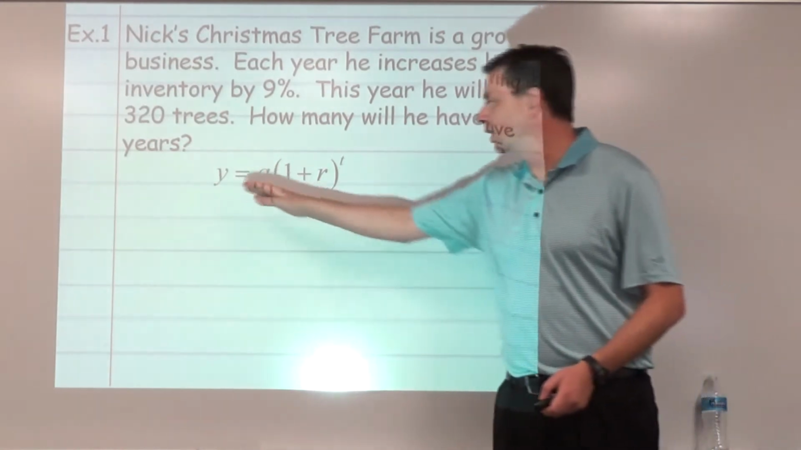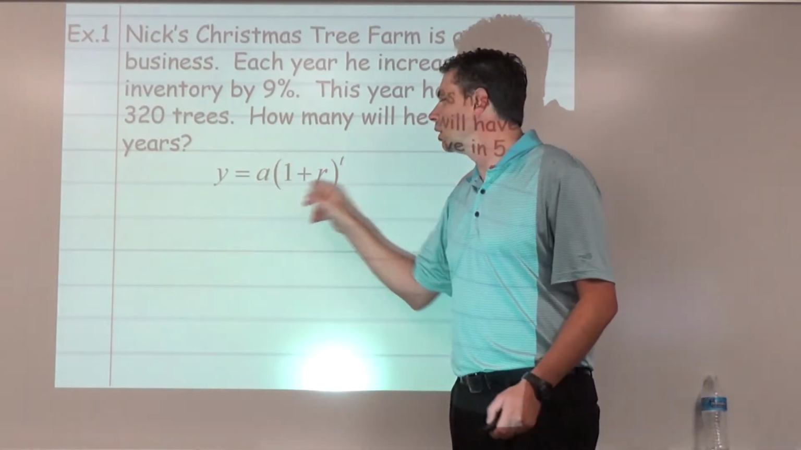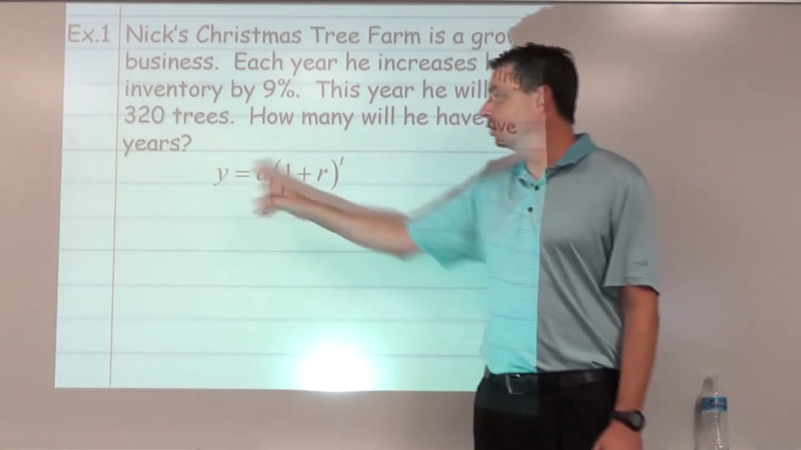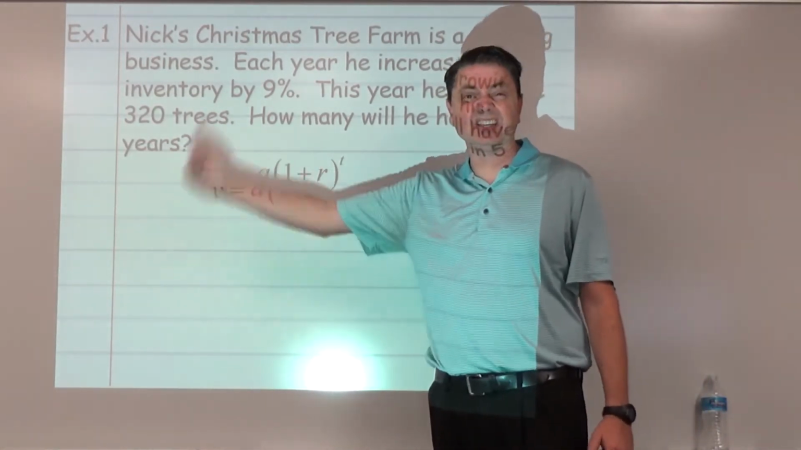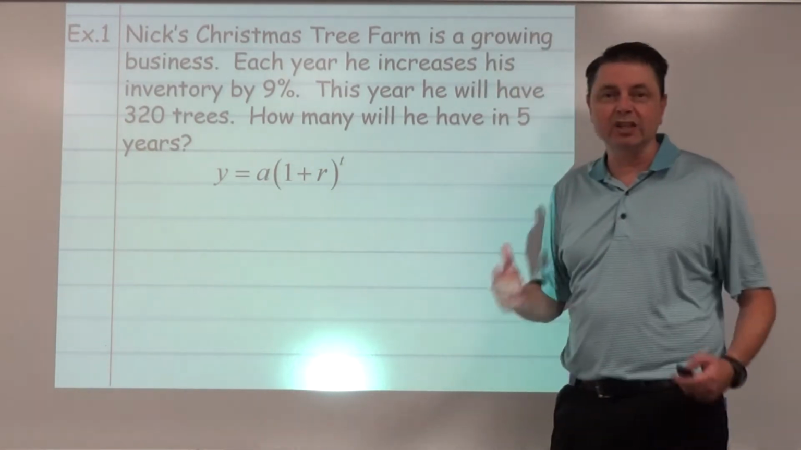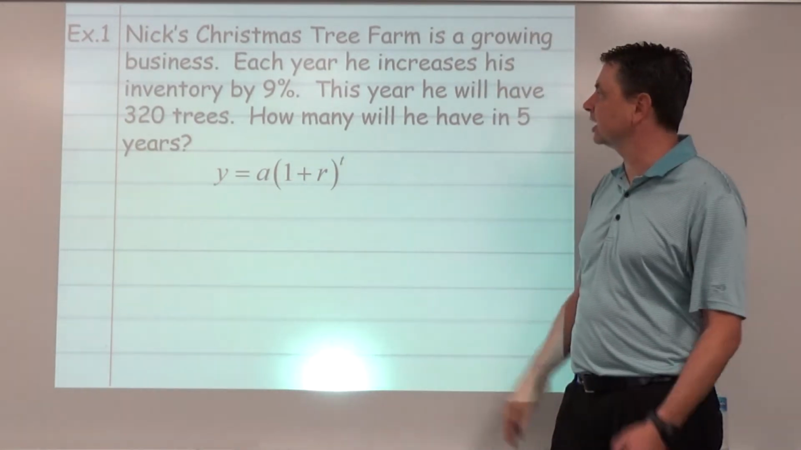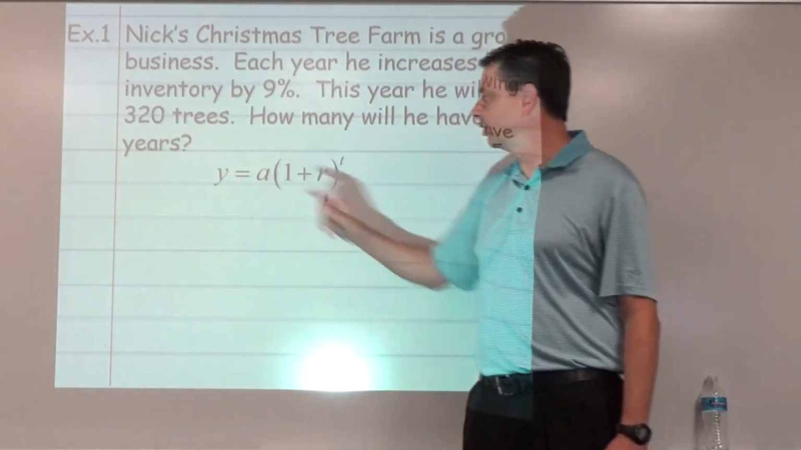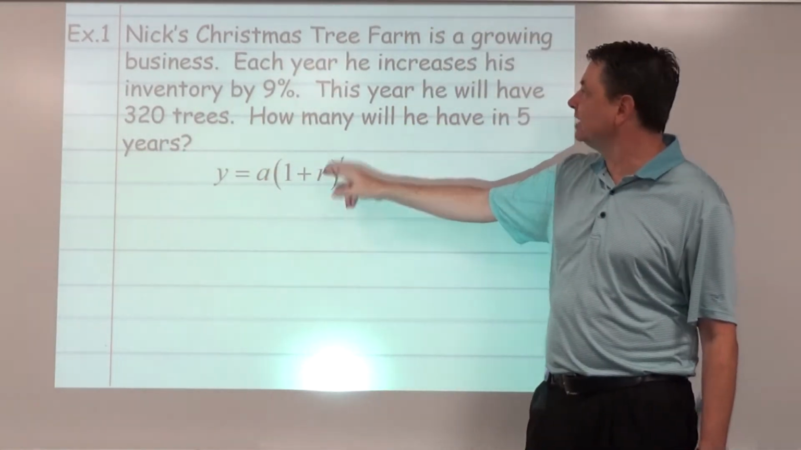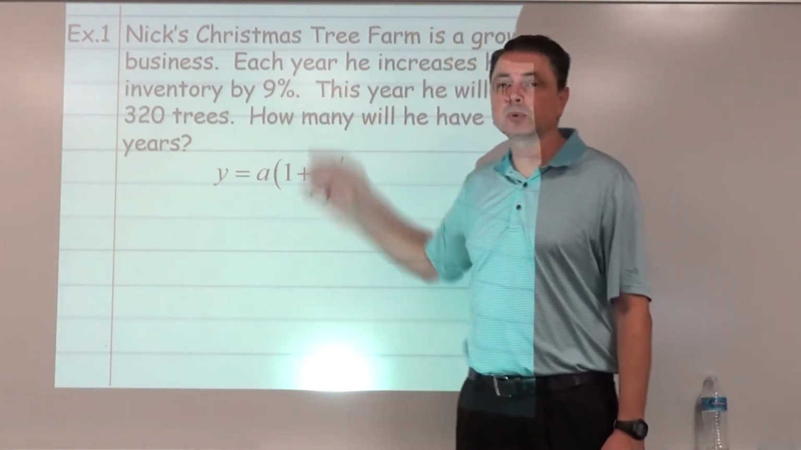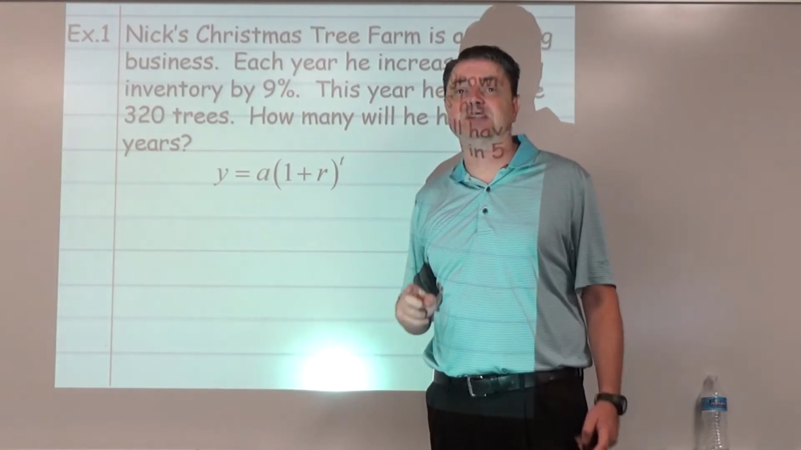Remember, here's our model. Y equals A times 1 plus R to the power of T. We don't know what we're going to have in the future, so we'll just leave that as Y. A is the starting amount. We're talking about Christmas trees. So what's our starting amount of trees? 320 is going to go there. Our growth rate increases so that we know that's growing, 9%. So we're going to need to change that to a decimal.